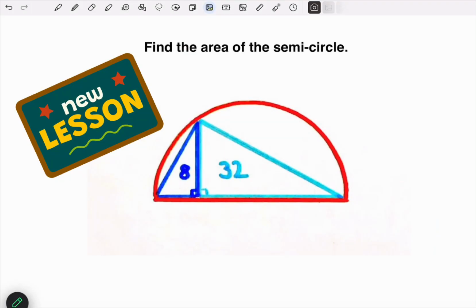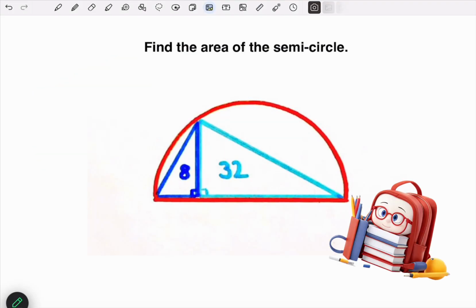Hello everyone. Today we are going to solve this very interesting question. If anyone wants to solve this question, just pause this video and try to solve it.